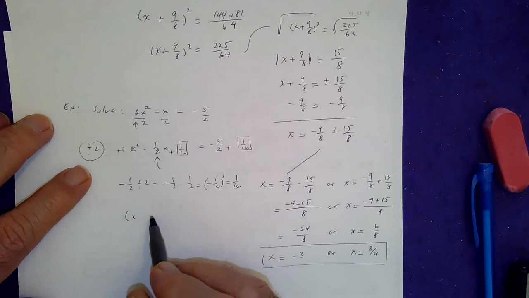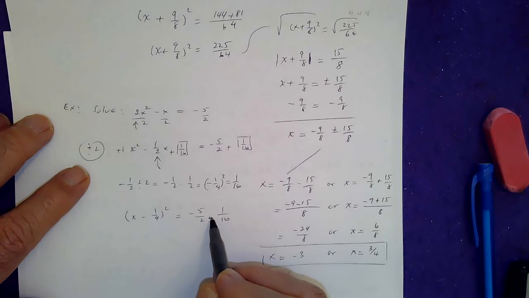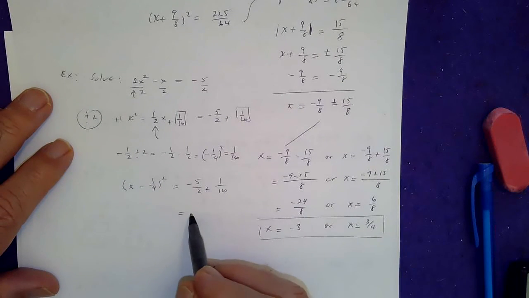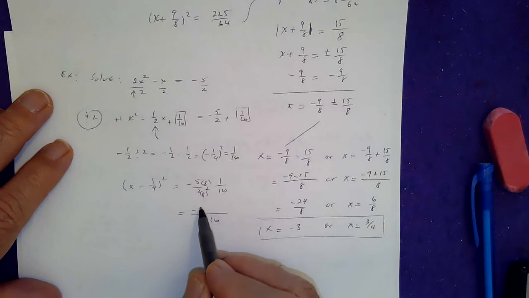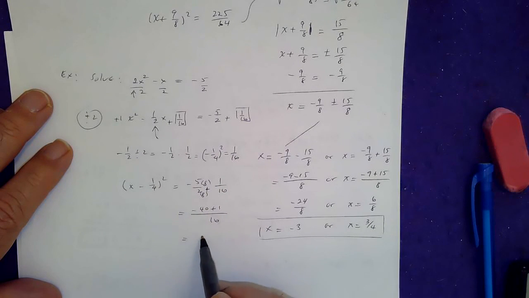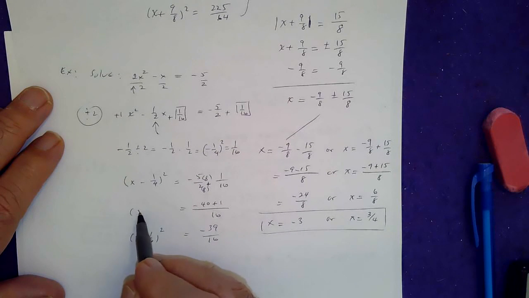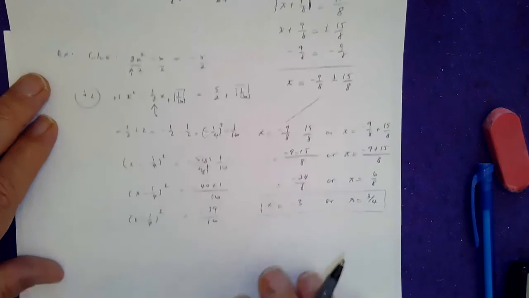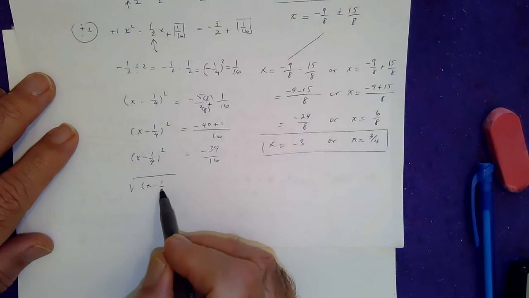Now the left side factors as x minus 1/4 squared. And on the right side, I need to find the LCD, which is 16. Got to multiply top and bottom of this by 8. That's negative 40 plus 1, which is negative 39 over 16. And that's x minus 1/4 squared. Is that right? Now I take the square root of both sides, like so.